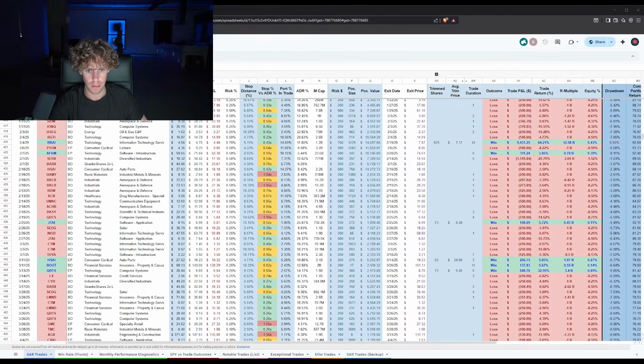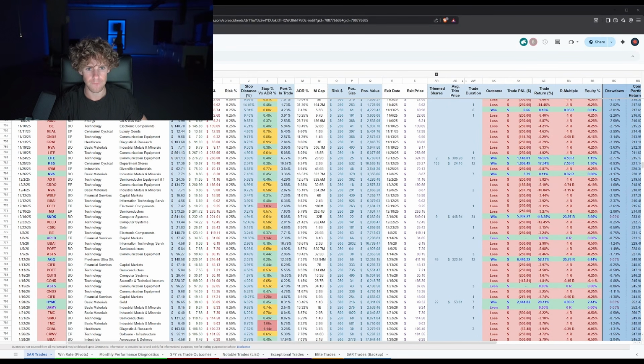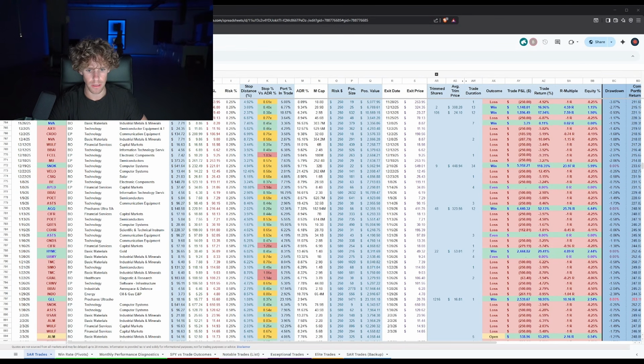GLL was, I bought GLL on what day? GLL was right here. I bought that on 129. Is that right? 129 and I sold it 130. Okay. Yeah, that makes sense.